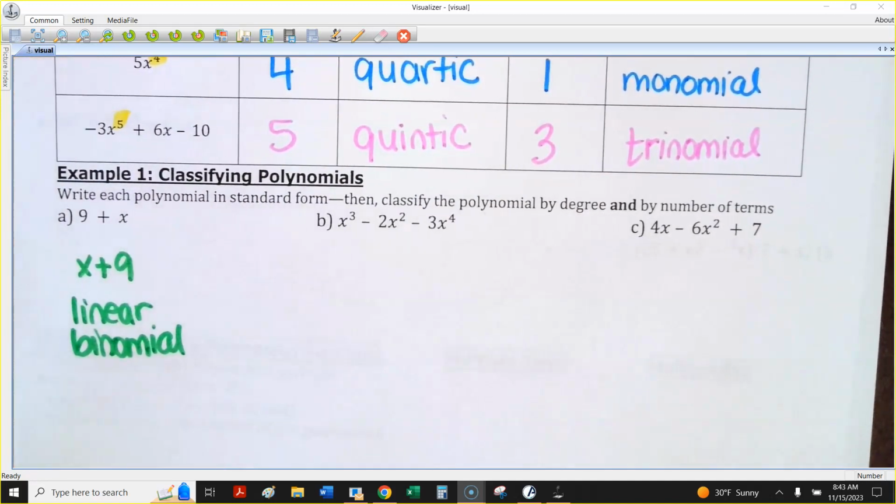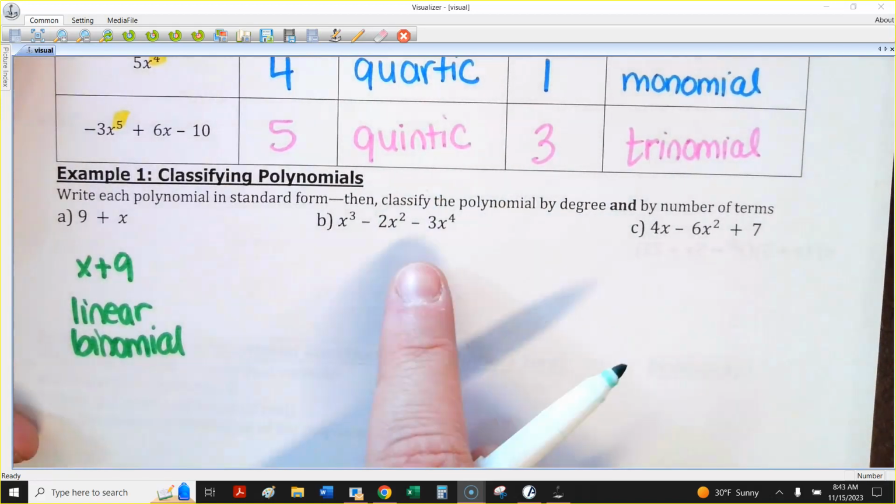All right, now, if I take the second example, I've got x cubed minus 2x squared minus 3x to the fourth. How would I have to reorganize that so it was in standard form? Like, what would it look like if I put the highest power of x, that term, first? What would go first? What do you think? Yes, okay.